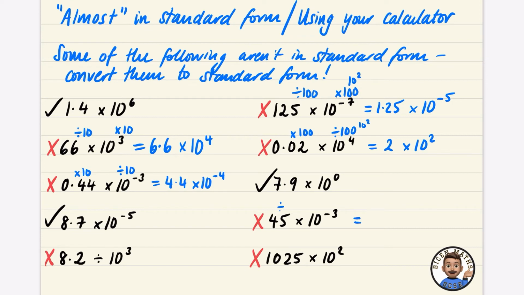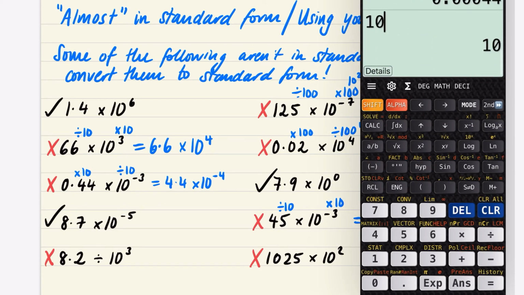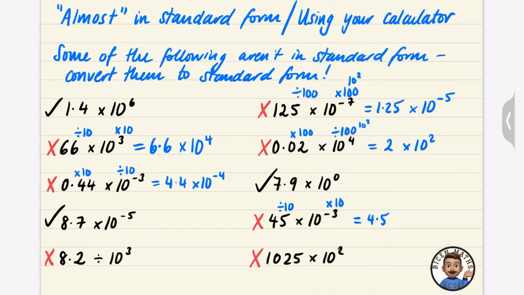This one is going to need to divide by 10 to give me 4.5, which means to counteract it, I need to multiply by 10. And 10 to the power of minus 3 multiplied by 10. Remember, you can always check things in your calculator. 10 to the power of minus 3 multiplied by 10, that's 0.01. That is actually just 10 to the power of minus 2. So that's 10 to the power of minus 2. I have increased this power by 1.